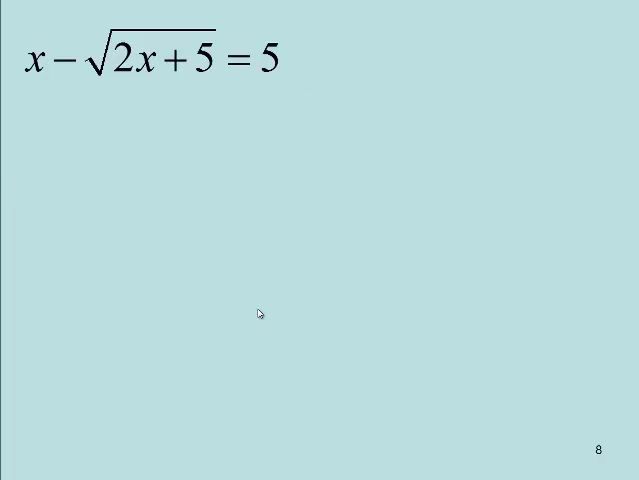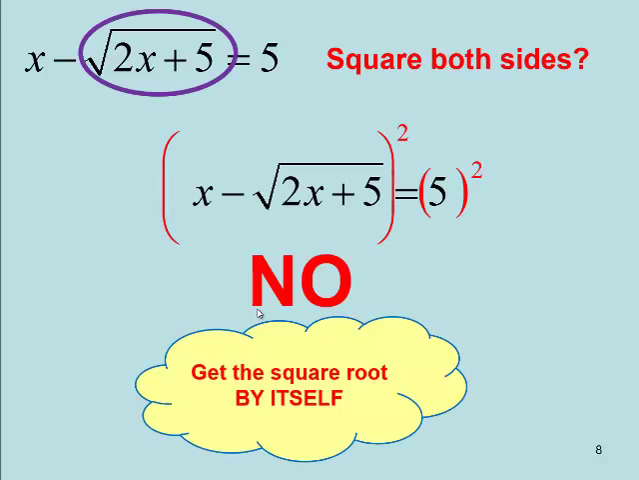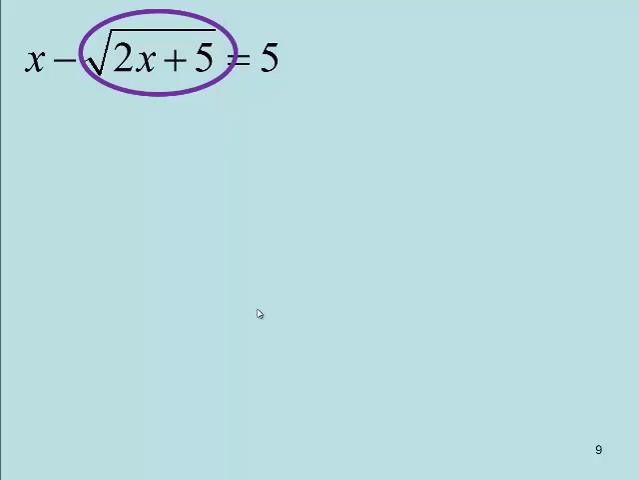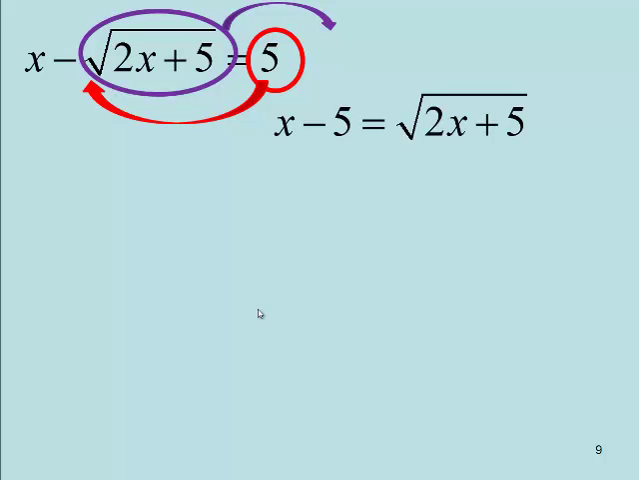Here's another one. Remember what I said on the previous problem. We don't want to square both sides now. We want to get all the terms together on one side that do not have square roots and leave the square root by itself on the other side. If we move both terms around, move this one to the right, this one to the left, we get x minus 5 on the left, and then the square root of 2x plus 5 is by its little self.